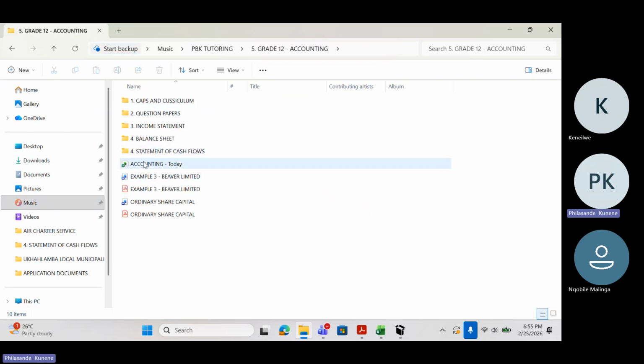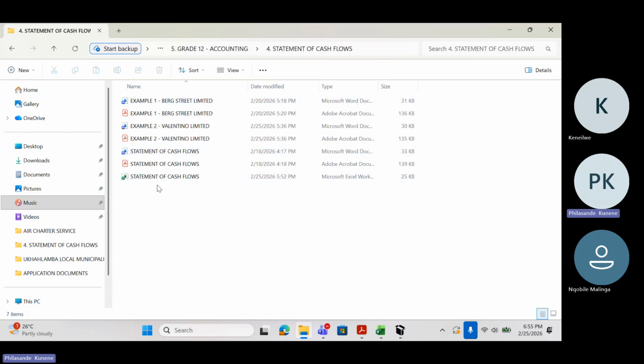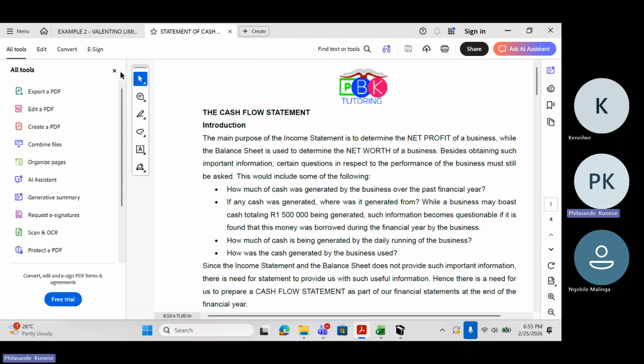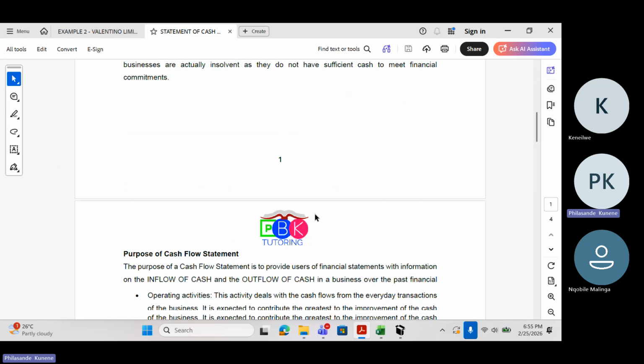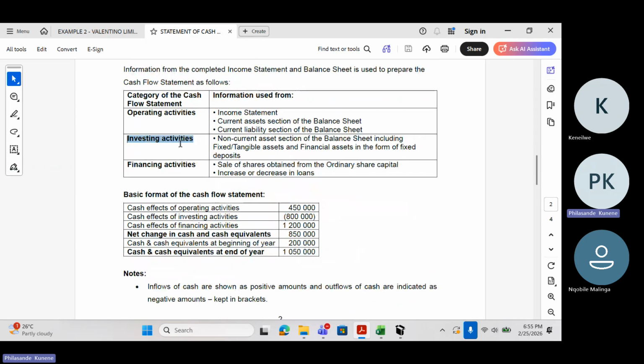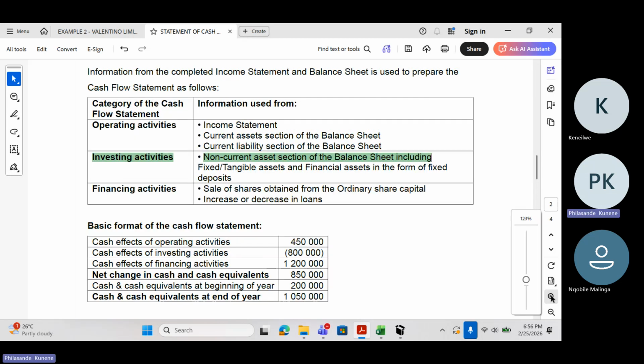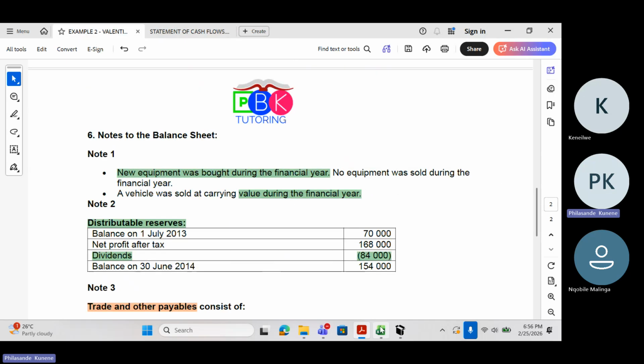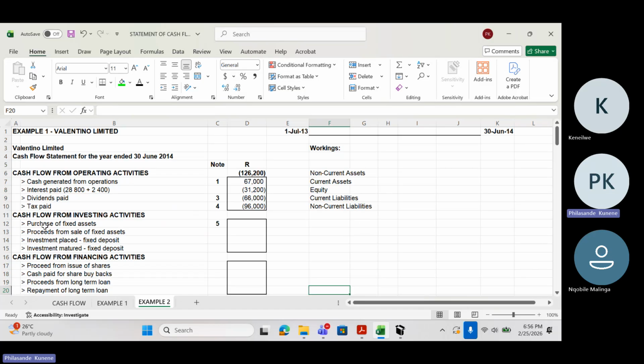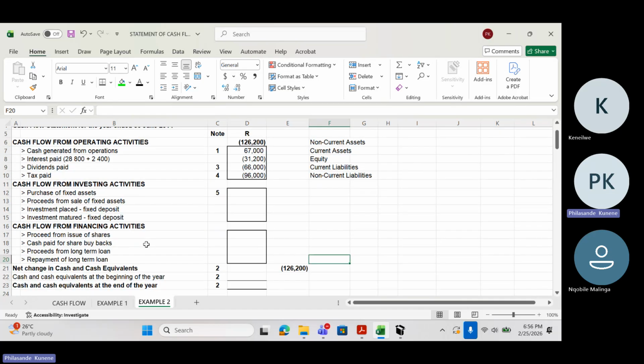That is something that we spoke about, guys. If you remember very well from the notes that I gave you, we did say that for us to calculate the cash flow from investing activities, we're looking at the non-current assets section of the balance sheet, including fixed or tangible assets and financial assets in the form of fixed deposits. This is exactly what we're looking at when we're dealing with the cash flow from investing activities.